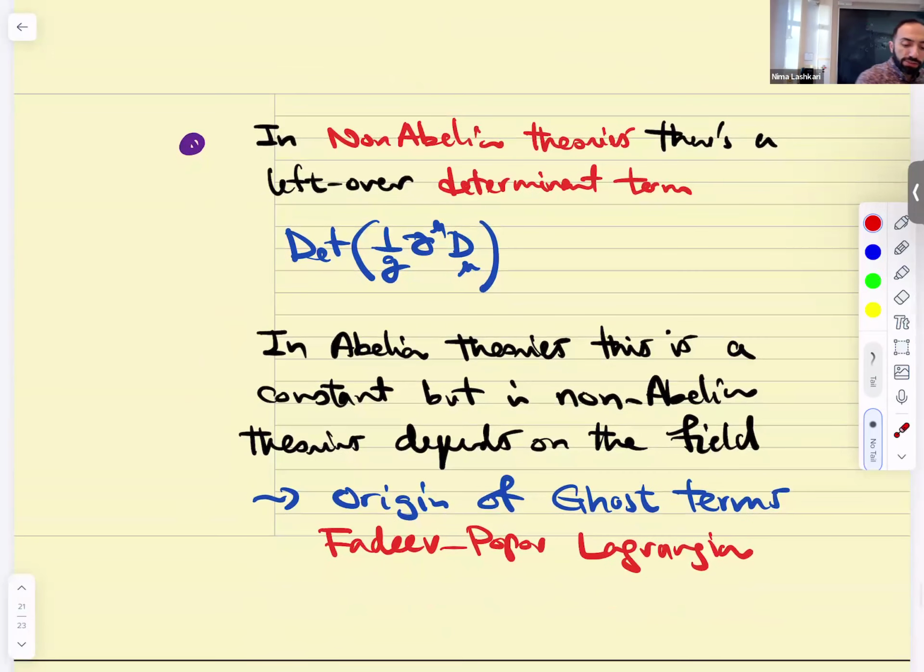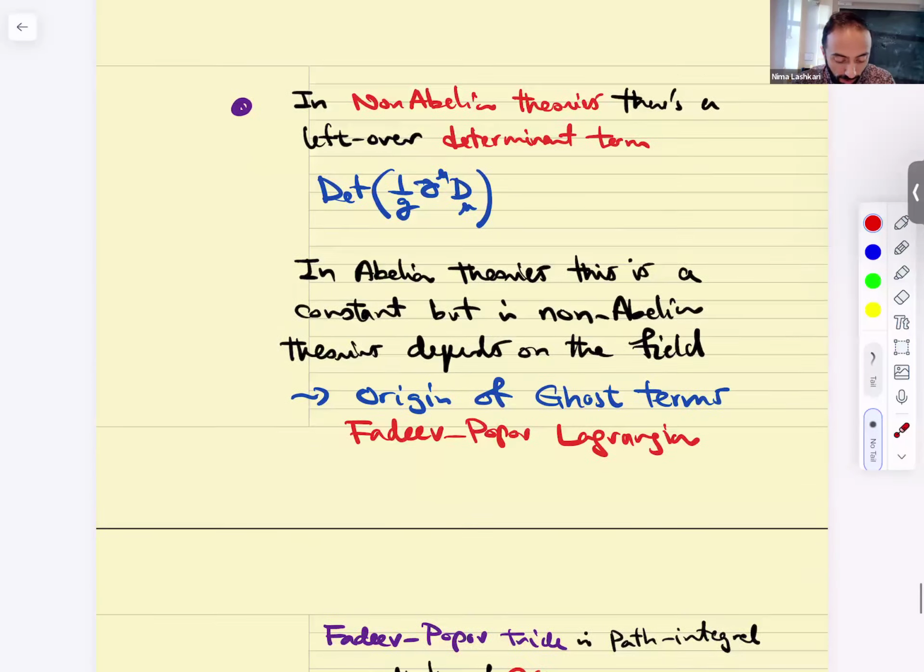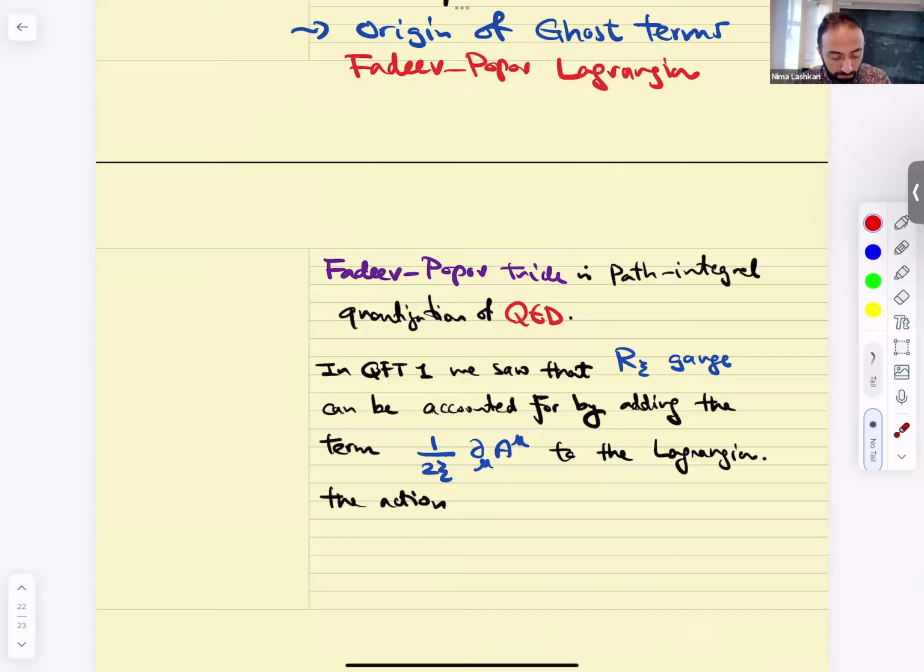In non-abelian theories, there's a leftover determinant term. This leftover determinant term is there in the abelian case as well, but it's just a constant. In the non-abelian gauge theories, it depends on the structure constants and has a mu in it. That means that we exponentiated this, as a sort of trick, by introducing some ghost. And this is the origin of the ghost terms in the Fadeev-Popov Lagrangian.